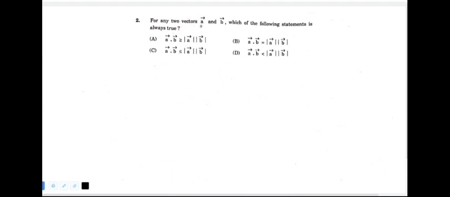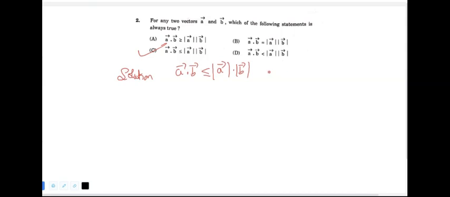For any two vectors, a vector and b vector, which of the following statements is always true? In any given vector quantity, the solution here will always be: a vector dot b vector is less than or equal to the magnitude of a vector into the magnitude of b vector. So this is the correct answer for the given question.